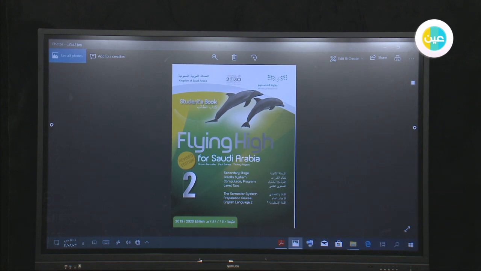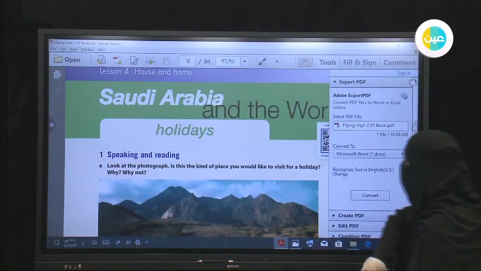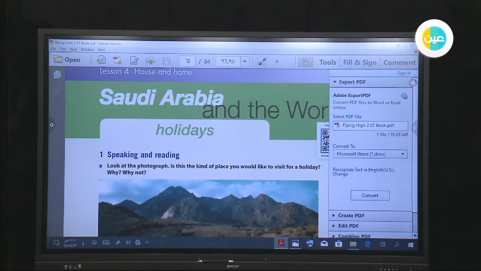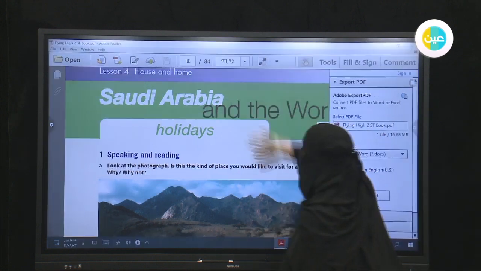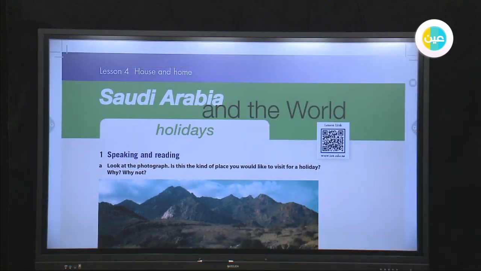This is your book, the student book. Go please to page 64. Go to 64. Holidays. Today we are gonna take lesson 4 from the 7th unit, holidays.